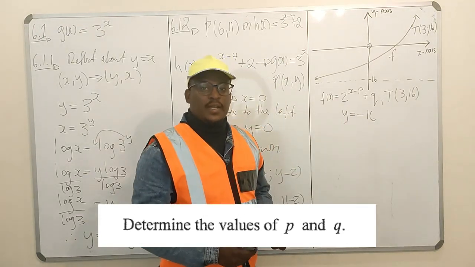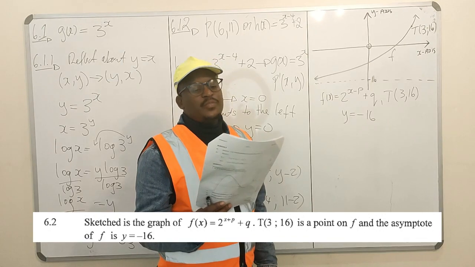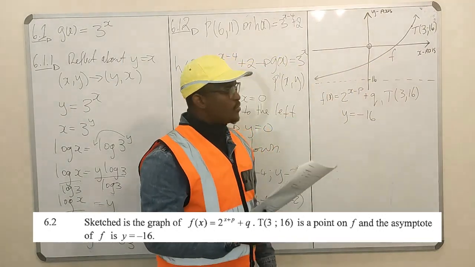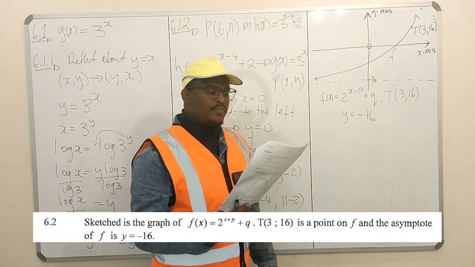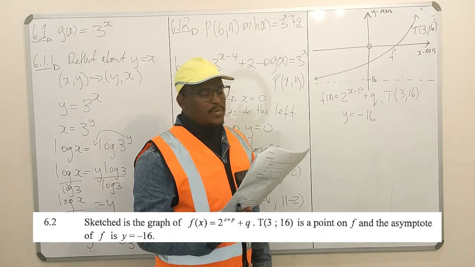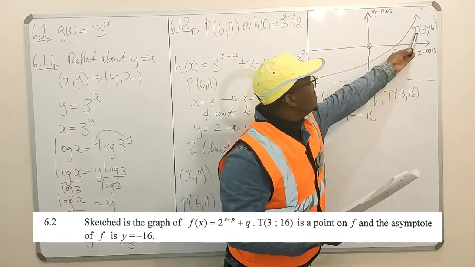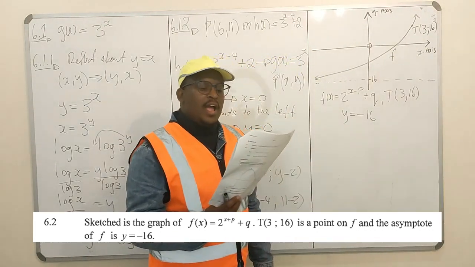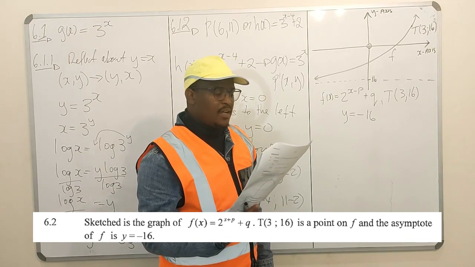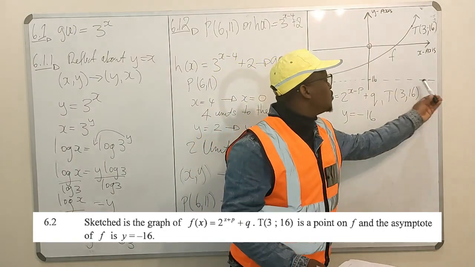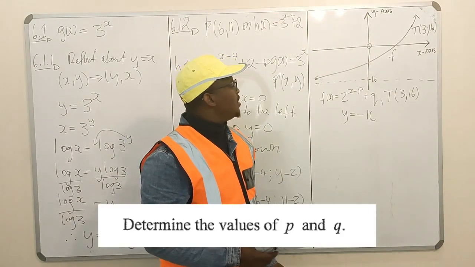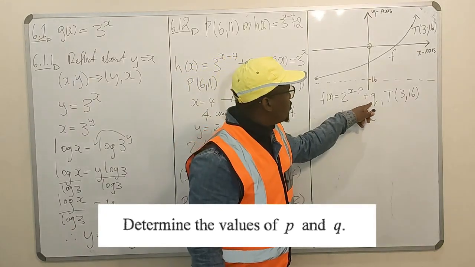I'll read this statement again. Sketched below is the graph of f. Here is a graph of f. You can see it's an exponential function. They're saying T, which I've called (3, 16), is a point on f. Here is T. And the asymptote of f is y is equal to minus 16. So you have a horizontal asymptote at y is equal to minus 16. Determine the values of p and q.